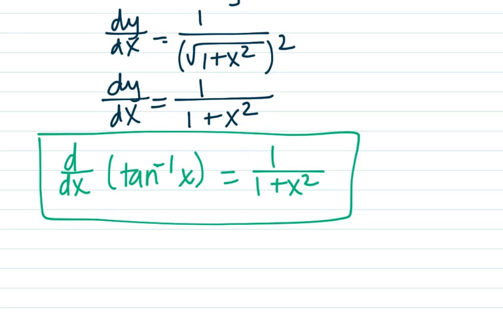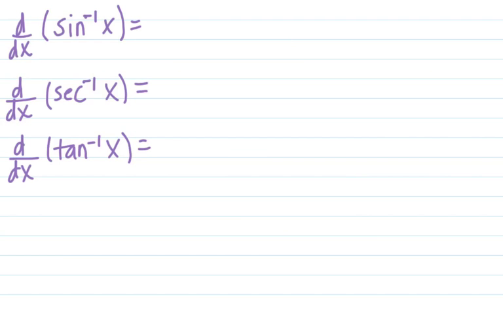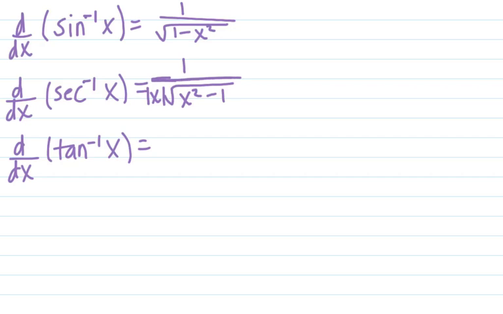Alright, so that's all you really need to know in order to know all 6 of your inverse trig derivatives. So here are the 3 we just did. The derivative of inverse sine was 1 over the square root of 1 minus x squared. Secant was similar, but kind of rearranged. So it had a radical with x squared minus 1, and it's the one that also had that absolute value of x in the denominator. Let me squish that in there. And then tangent was the one that didn't have any roots at all.